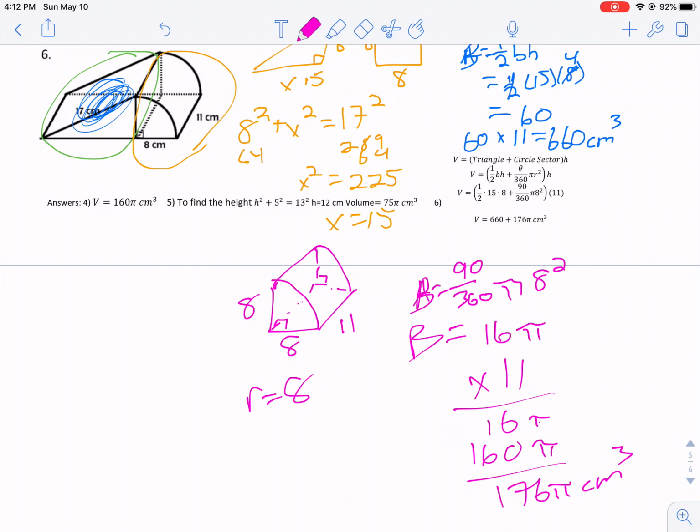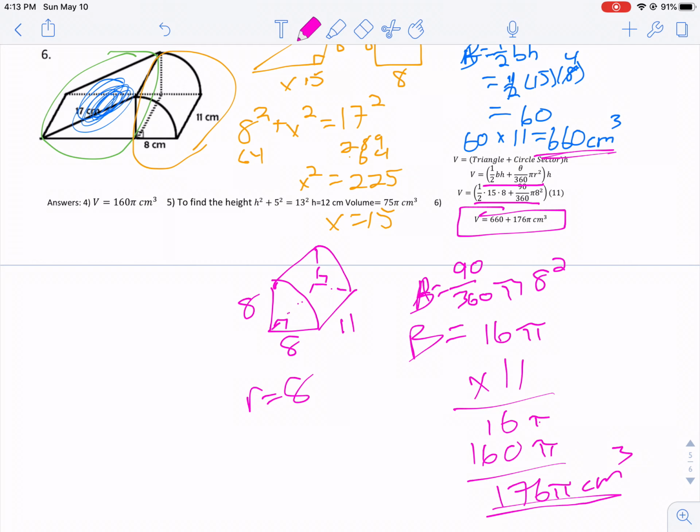If you notice down here for the answer, they left it exact. So they just took that 660 that we got and added the 176 pi that we got for their volume. So when we have complex shapes, we're just adding the two together. Whether it's like I'm doing where I'm finding the volume of both and adding together, or what the notes do where they take the areas and add the areas together and then multiply at the end, it doesn't matter. As always, guys, if you have any questions, please let me know.